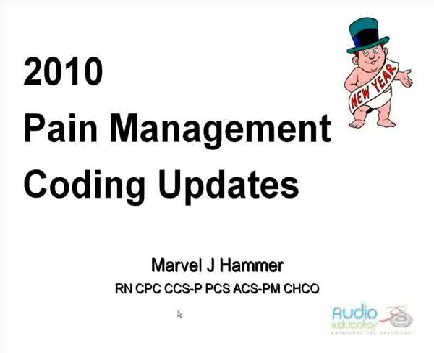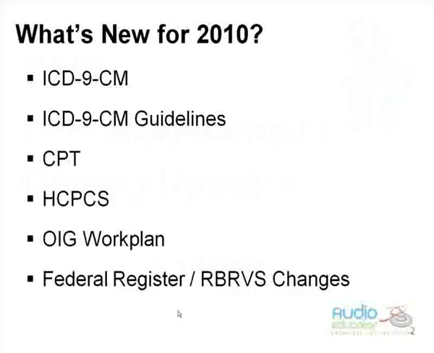What we're going to cover today, some in more detail than others, is the top code sets for changes: ICD-9, CPT, HCPCS. We're going to look at the OIG work plan and briefly look at some of the changes in the Federal Register. I have information available through the day, but we know that anything can change between now and December 31st.